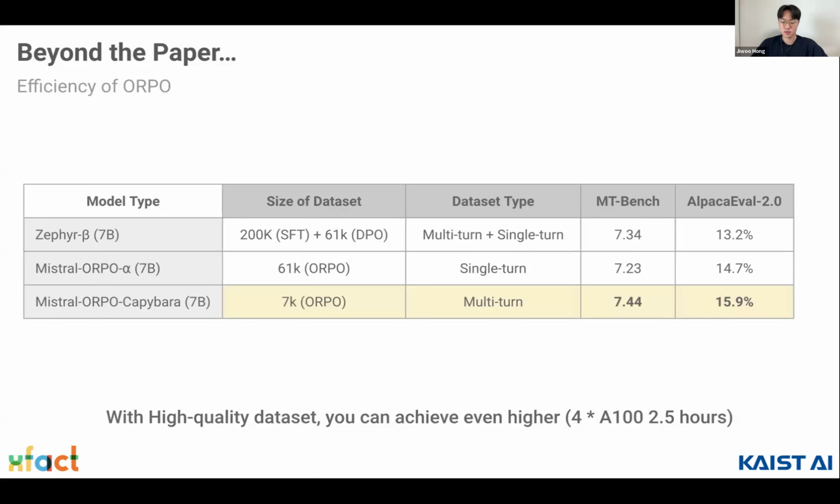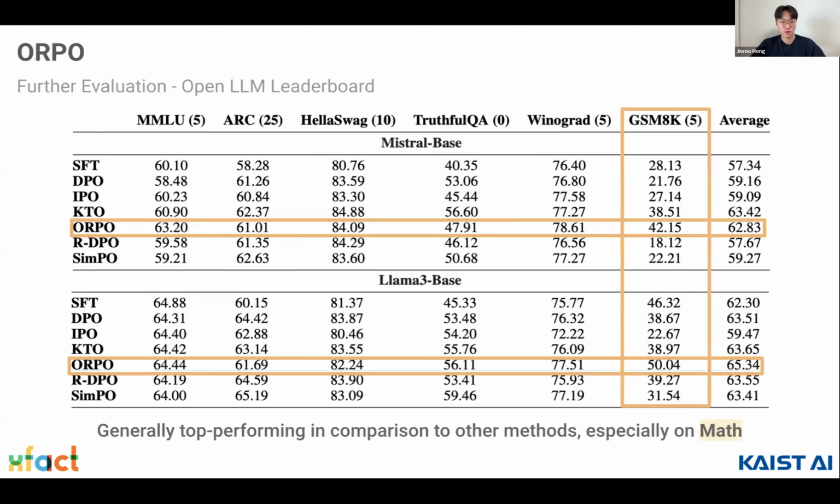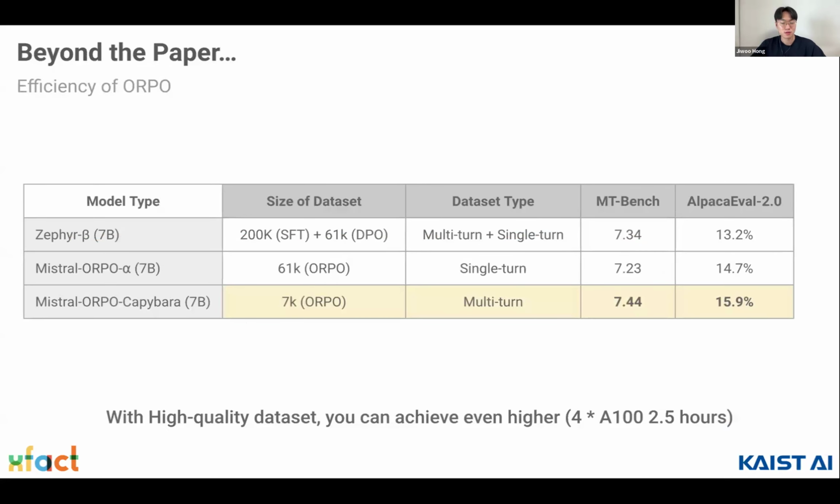And yeah, these were the results that we could discuss in the paper. But beyond the paper, I brought some of my recent experiments that I did using the Capybara dataset. This Capybara dataset is a small set of multi-turn conversations, which has 7K instances, a lot smaller in comparison to UltraFeedback.